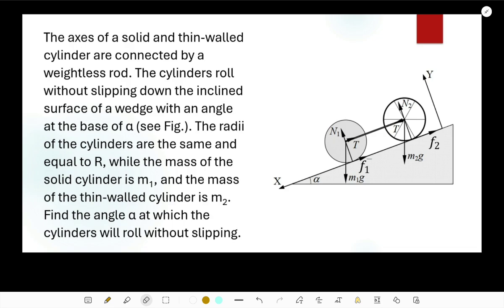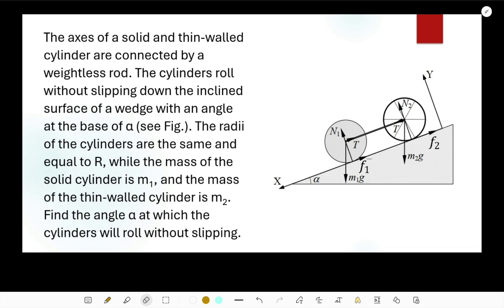The next line of the statement says the cylinders roll without slipping down the inclined surface of a wedge with an angle at the base of alpha. Okay, base angle is alpha, and it's an inclined plane. The radii of the cylinders are the same and equal to capital R. That's one piece of information.